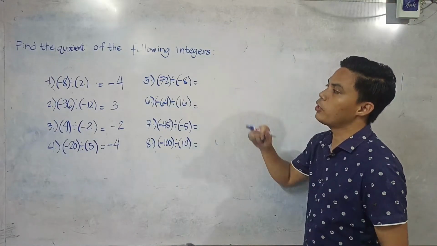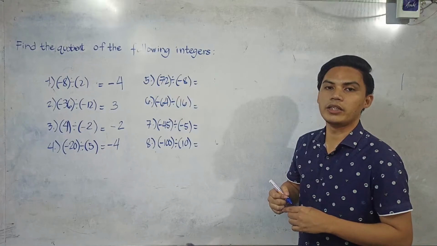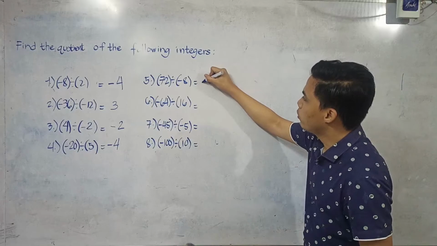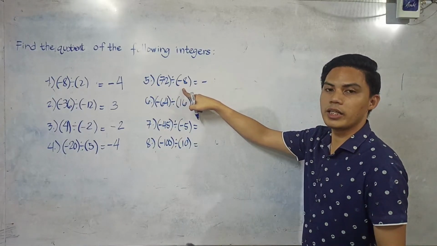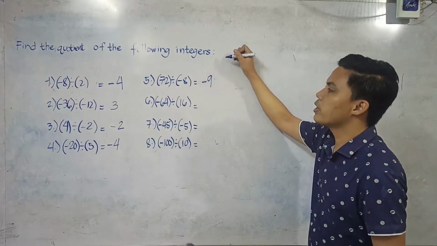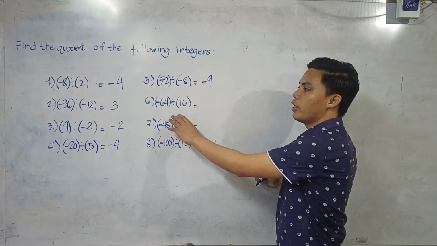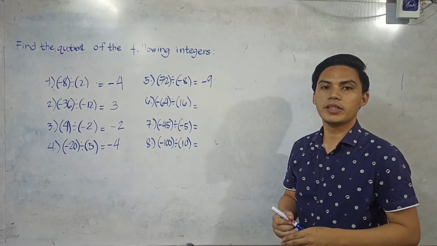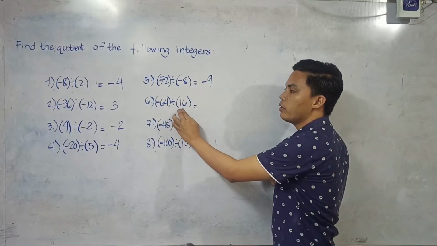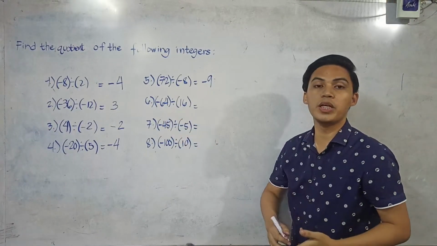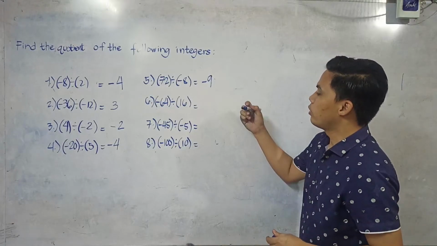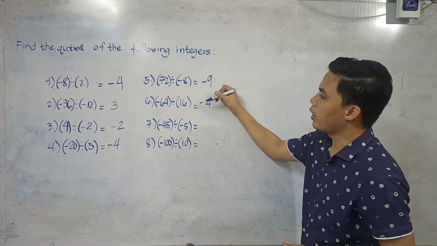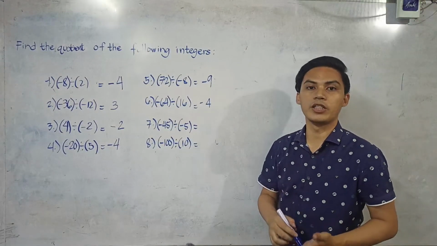Number 5, 72 divided by negative 8. Unlike signs, therefore, ang sagot would be negative. So, 72 divided by 8, that is 9. Final answer is negative 9. Number 6, negative 64 divided by positive 16. Again, unlike signs na naman, kaya yung final answer natin would be negative. So, 64 divided by 16 is 4. So, you will have negative 4 as your final answer.